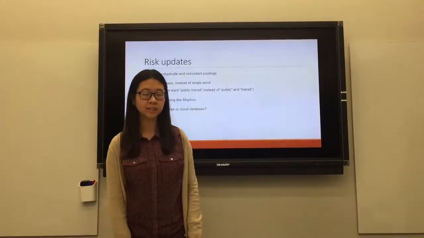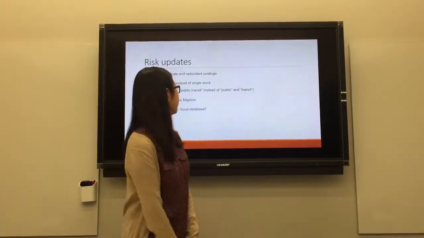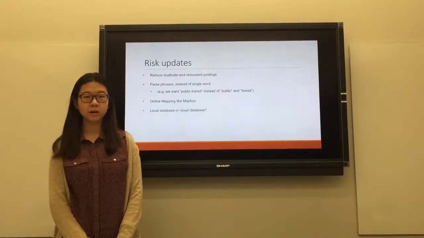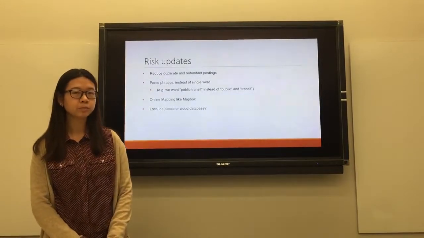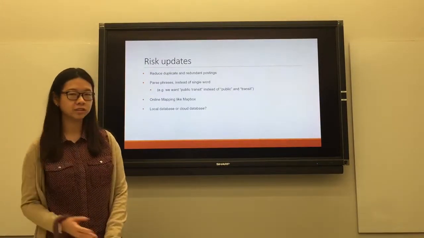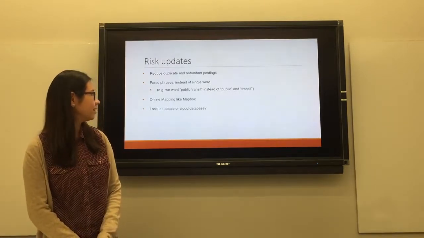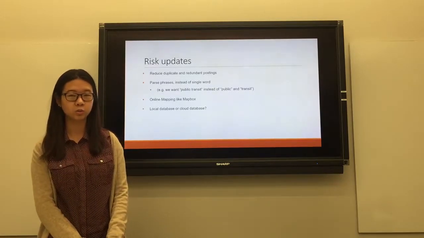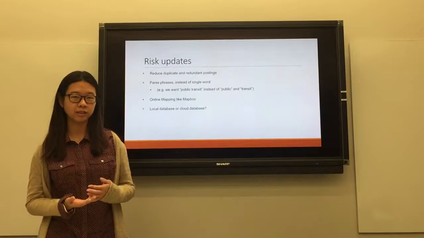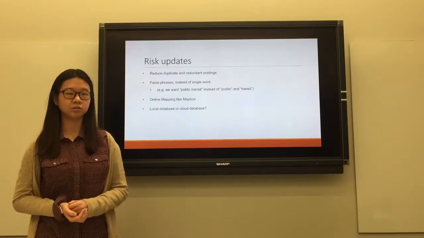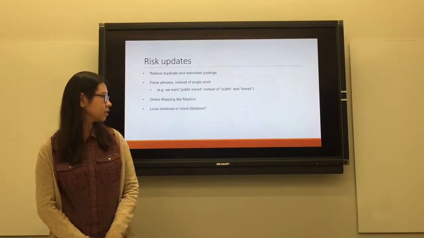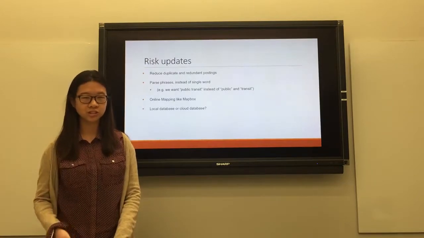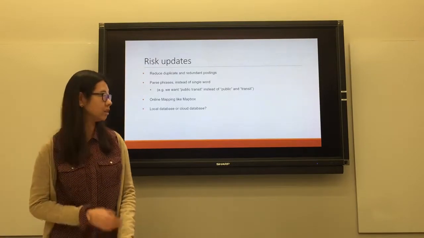In terms of the risks, we identify four risks. So first, we understand that there are many duplicate and redundant postings when searching by zip code. So we want to remove these duplicates, which is a risk for us. And then another risk is parsing data. We want to parse for phrases, not just single words. So for example, we want to parse for public transit as a phrase, not just public and transit as single words. So next, we're not quite familiar with online mapping tools like Mapbox, but we use QGIS and ArcGIS frequently, so I think that's a minor point.